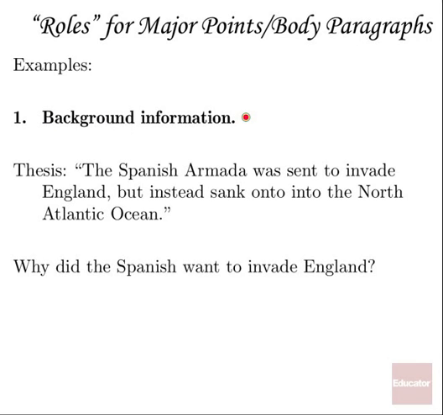Here's another one. Background information. The Spanish Armada was sent to invade England, but instead sank into the North Atlantic Ocean. Okay, is there maybe some background information that you need to understand this thesis and the importance of this thesis? I know I do. I need to know, why did the Spanish want to invade England in the first place? So maybe one role that a paragraph will play will be to give this background information.